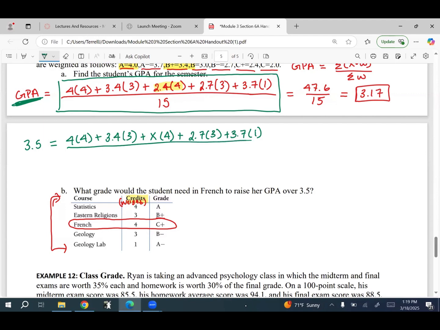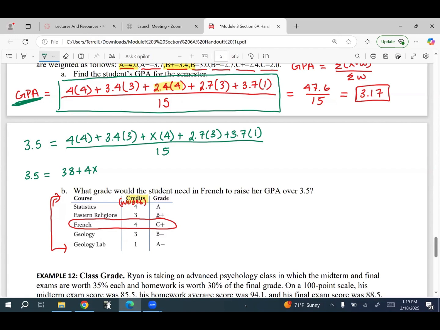And you're dividing by 15. So my goal here is to solve for X. Now I can clean up that numerator there. If I do that, I should get 38. So meaning 4 times 4 plus 3.4 times 3 plus 2.7 times 3 plus 3.7 times 1. If I do that, I get 38 plus 4x.